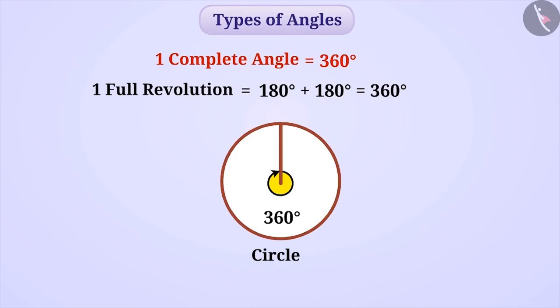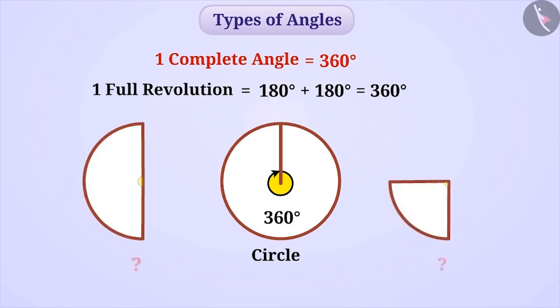If a circle represents 360 degree angle, then identify the angle represented by a half circle or half of half circle. Try and find it.